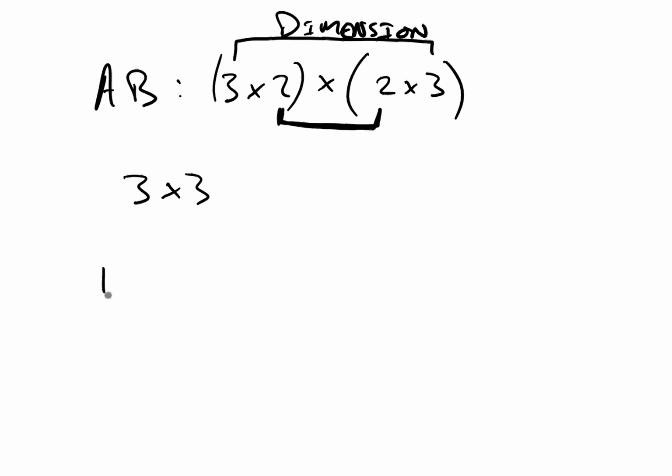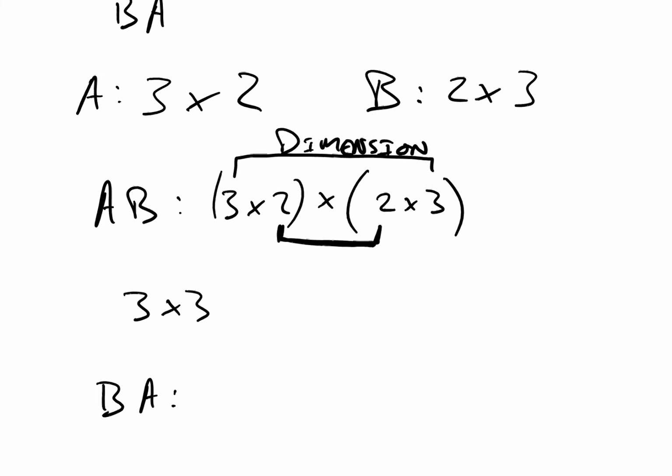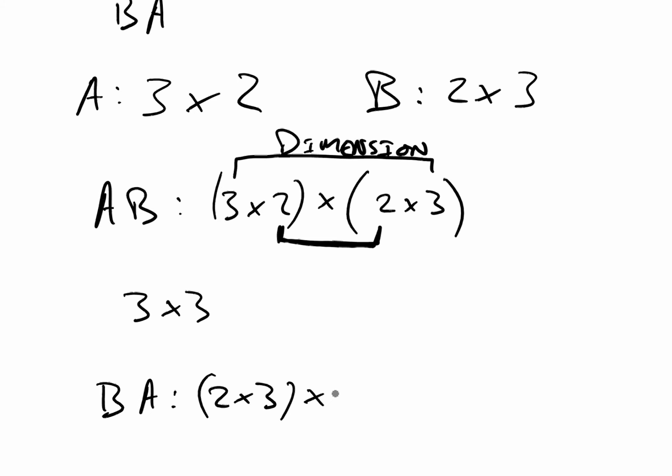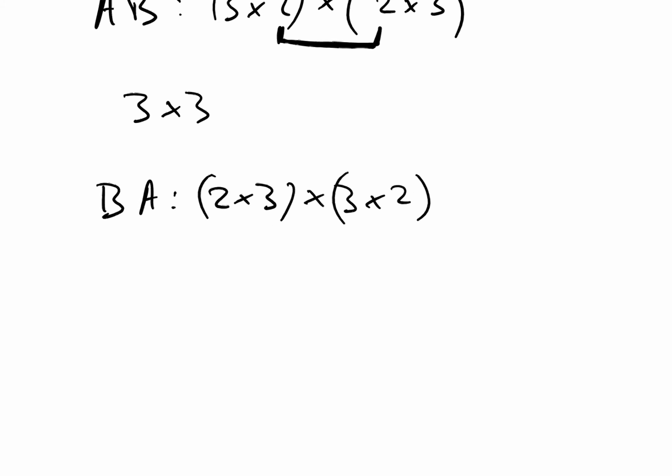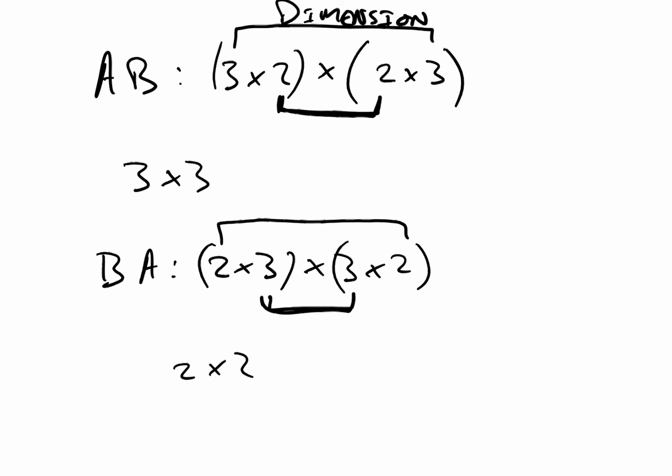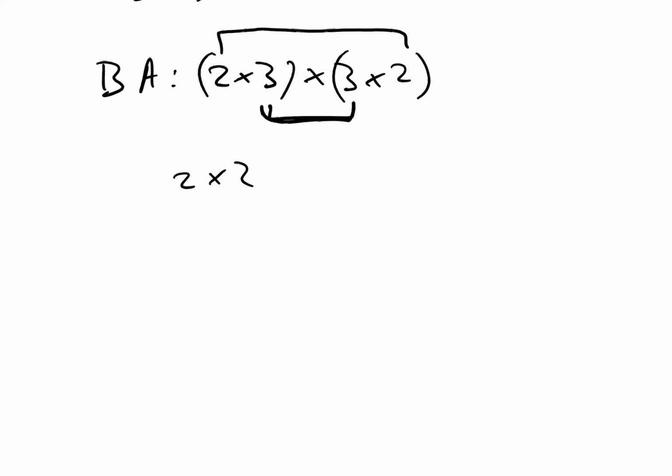But let's look at doing BA. B is a 2 by 3 matrix, and A is a 3 by 2 matrix. The inner 2 numbers match up, so we can do the matrix multiplication. But these outer 2 numbers, which correspond to dimension, tell us that BA should result in a 2 by 2 matrix. AB results in a 3 by 3 matrix, BA results in a 2 by 2 matrix. The 2 dimensions are not the same, so they physically cannot be the same matrix.